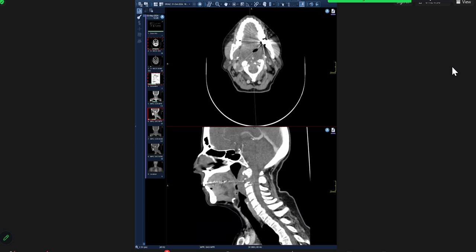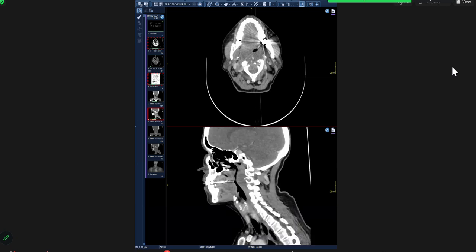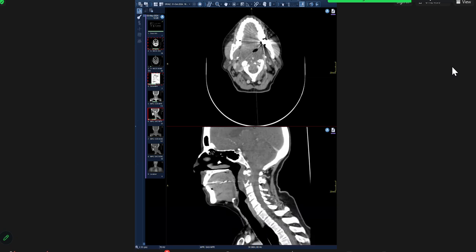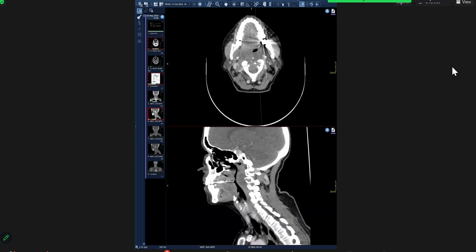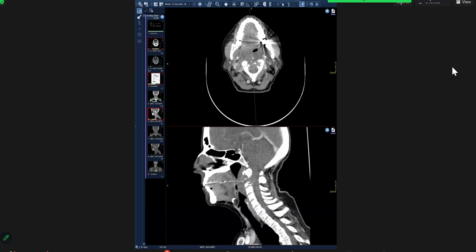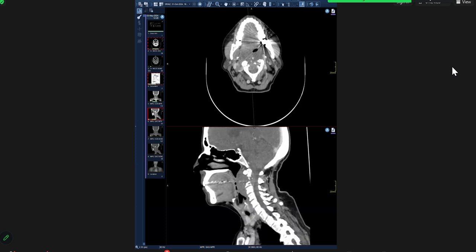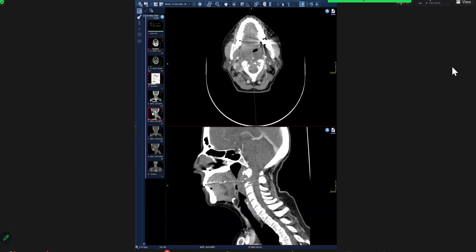Yes, so they show two vertebral body destruction and a large soft tissue mass, causing narrowing of the airway at this level. However, the nasopharynx appears unremarkable. Clivus is normal, and the visualized venous sinuses also appear to be normal.